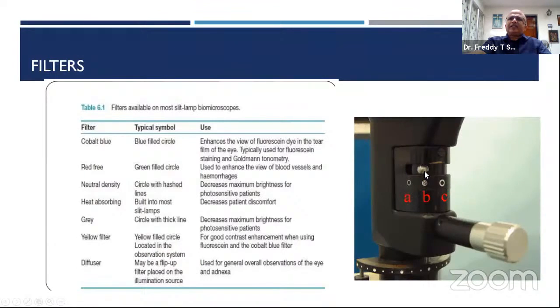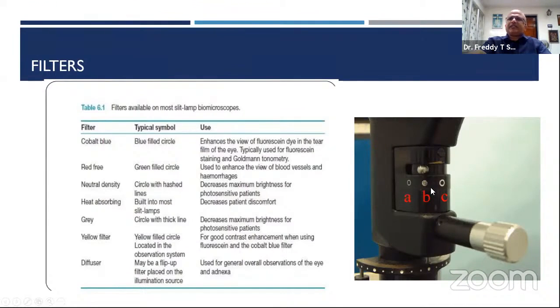There are a lot of filters here, and you can choose which filter to use. We all know about the cobalt blue filter, which we use for fluorescein dye. There's the red-free filter, which you use to see blood vessels, hemorrhage and scleritis.